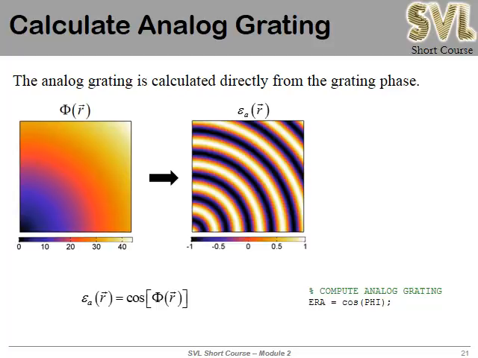Okay, so once we have the grading phase, and that was on the low resolution grid, we interpolated it up to a high resolution. So now we're looking at a grading phase on a high resolution grid, and it looks no different, and it shouldn't. But now we can calculate the analog grading, also on the high resolution grid. This is just one little line of code, and it's epsilon equals cosine phi. So there's our analog grading. That shouldn't surprise us. We've been calculating it this way all along. So now we have our analog grading.